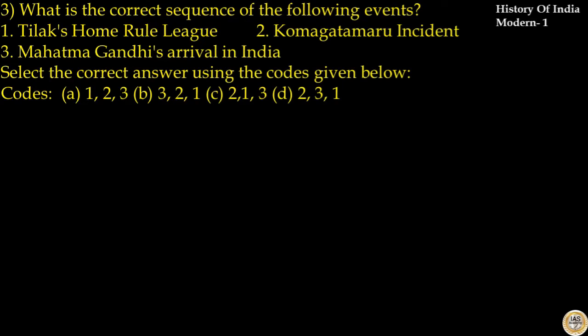Question number 3. What is the correct sequence of the following events? Options are Tilak's Home Rule League, Komagatamaru Incident, Mahatma Gandhi's arrival in India. Select the correct answer using the codes given below. Here the answer to this question is option D, 231. That is Komagatamaru Incident 1914, Mahatma Gandhi's arrival in India 1915, Tilak's Home Rule League in 1916.